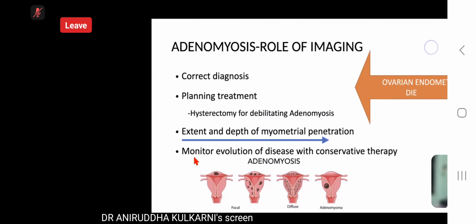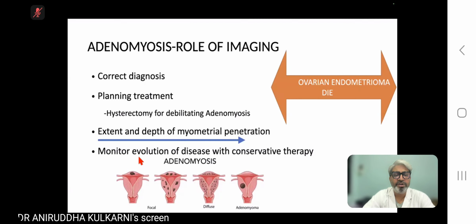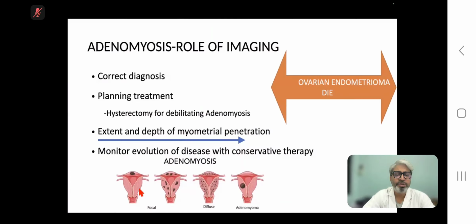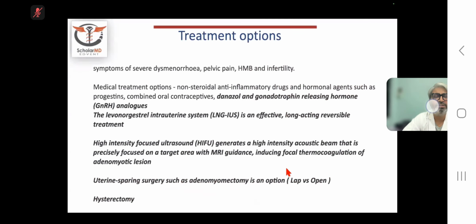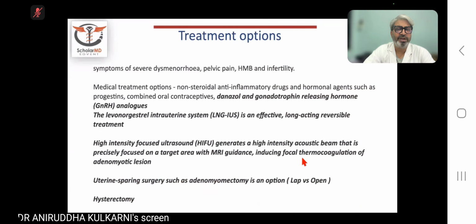Whenever the patient is under clinical trial, we need to monitor the evolution of the disease with conservative treatment. So the adenomyosis can be a focal adenomyosis, it can be a focal adenomyoma, it can be a diffuse adenomyosis, and it can be an adenomyoma which is in one or the other wall of the endometrium. What are the various ultrasound features of adenomyosis? We will see in the next few slides.